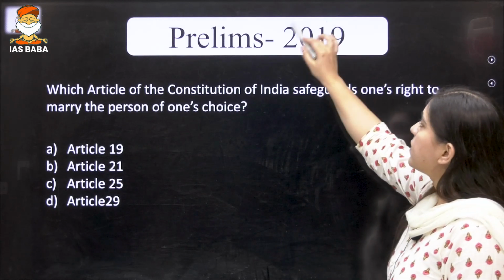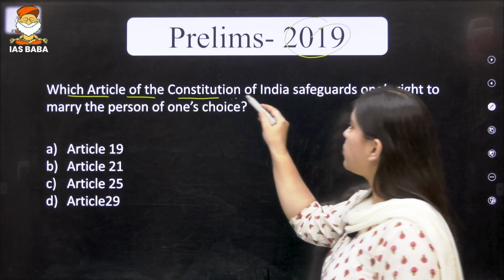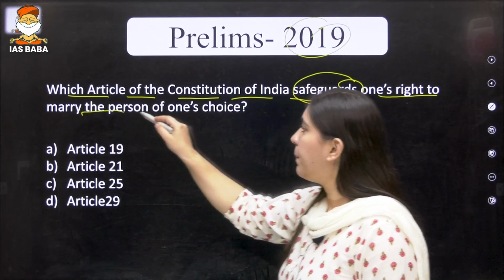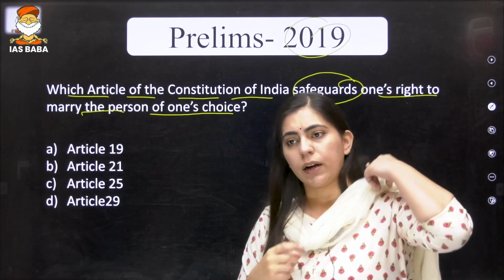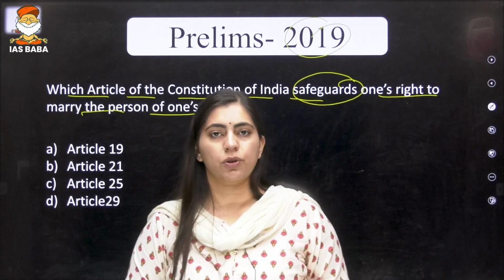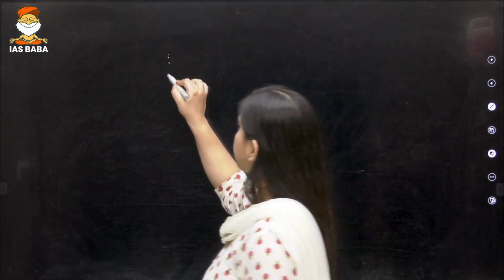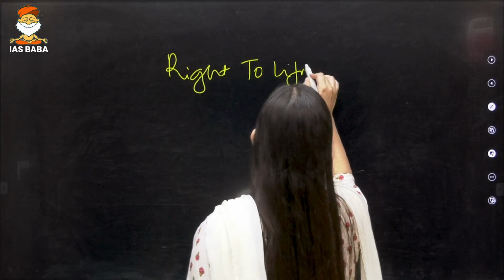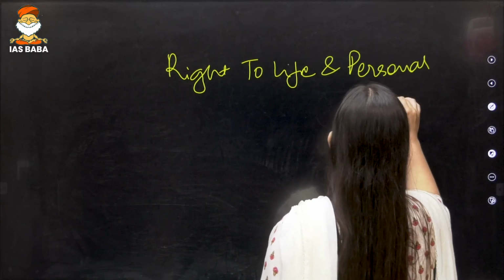Now this question was asked in 2019: which article of the Constitution of India safeguards one's right to marry a person of one's choice? I hope that everyone knows about Article 21 of the Indian Constitution, which talks about the right to life and personal liberty.